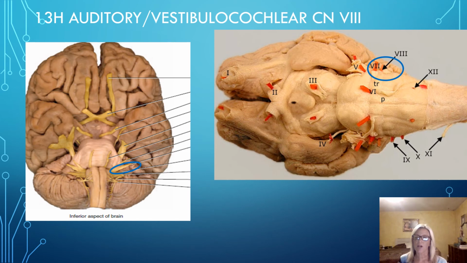The nice thing about learning the order of nerves is you can count down and figure out which ones are which, as long as you can see all of them. So the auditory or vestibulocochlear nerve is cranial nerve number 8. This is sensory, and this helps us with our equilibrium and hearing.